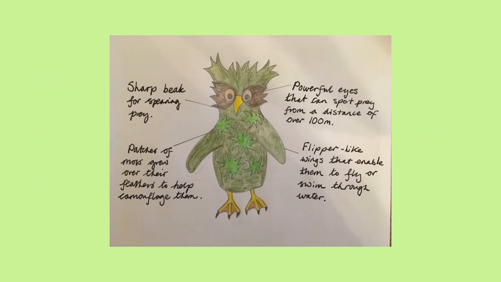Here's my swamp owl. It has a sharp beak for spearing its prey and powerful eyes that can spot prey from a distance of over 100 metres. Instead of the normal wings that you'd expect to see on an owl, this has flipper-like wings that enable them to fly or to swim through water. And its feathers are quite different to a normal owl. It's a dark green colour to help disguise it in the swamp environment, and patches of moss grow over the owl's feathers to help camouflage them.